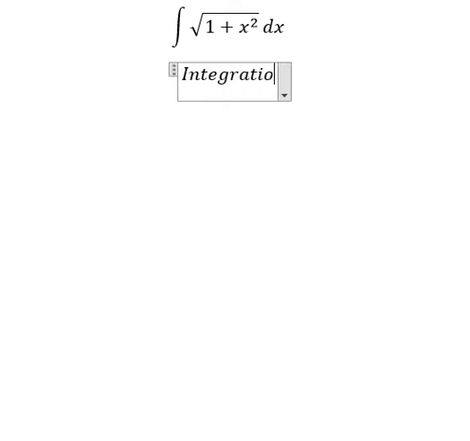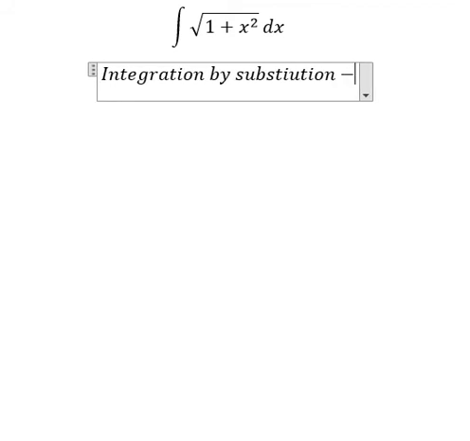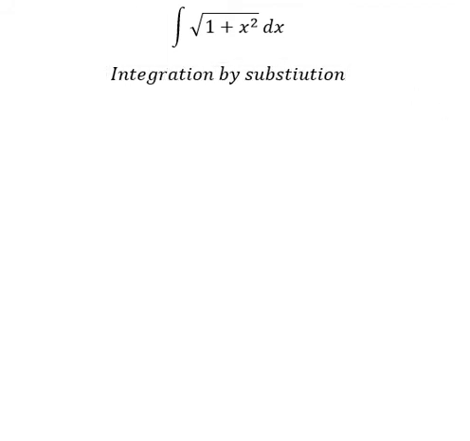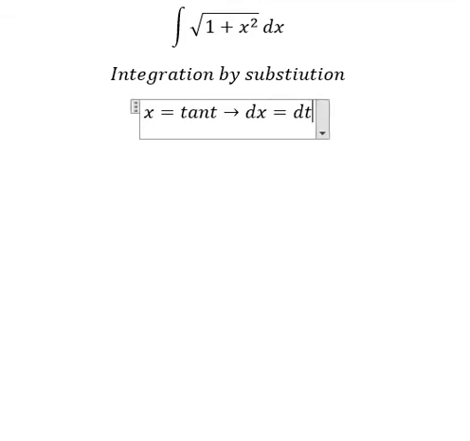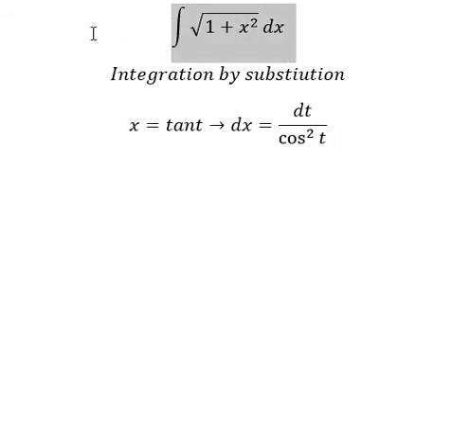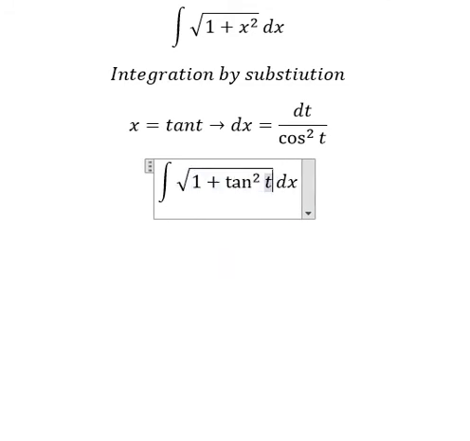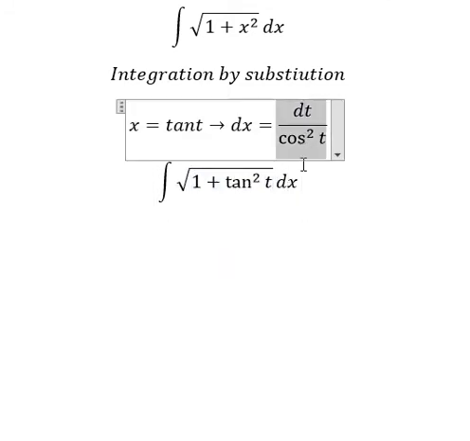We need to use integration by substitution, and we will use x equal to tan t, dx equal to dt over cosine t square. Now we need to change this integral. We change x into tan t, and that should be tan t square. Dx we change for this one.